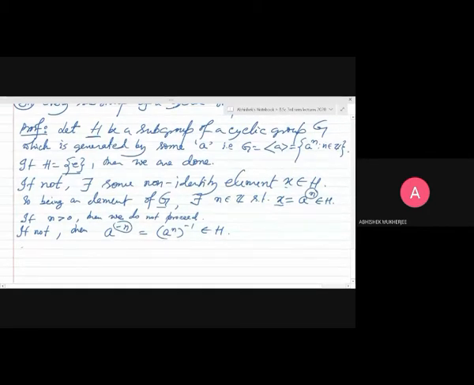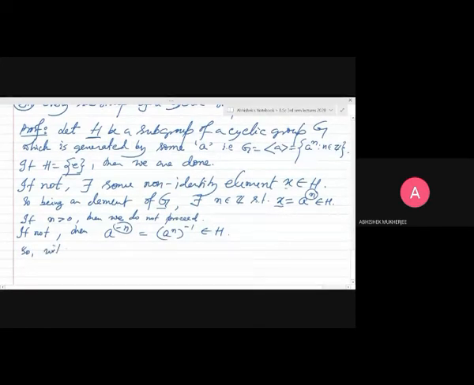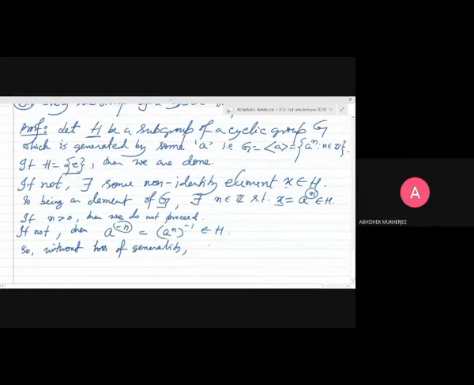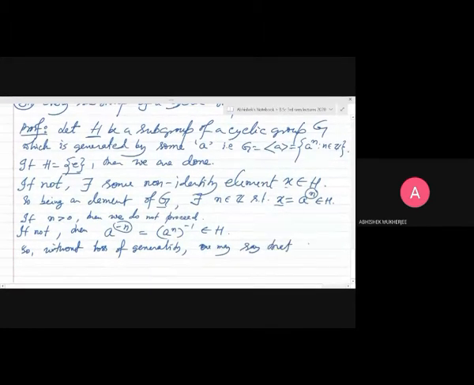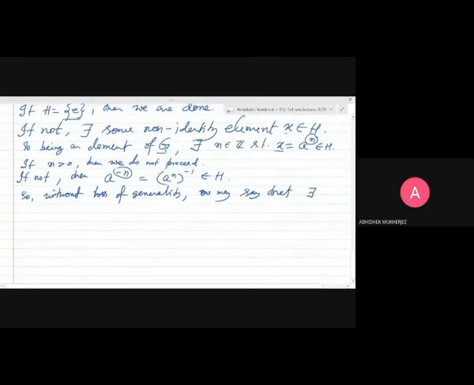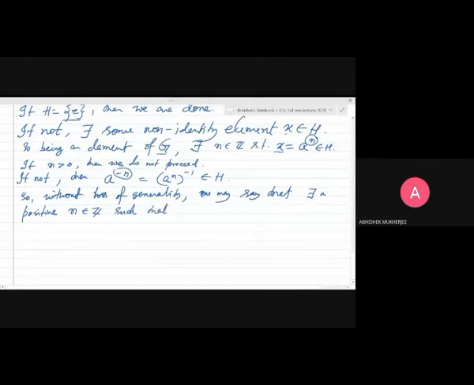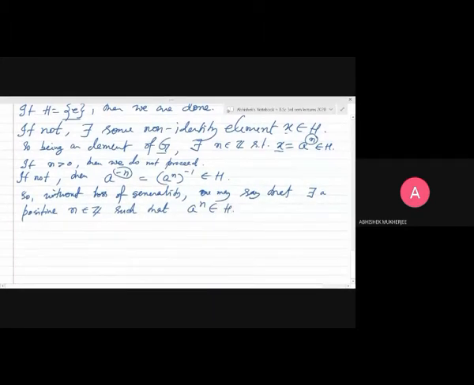So without loss of generality, one may say that there exists a positive n belongs to Z such that a to the power n must be in H. So you must have some positive integer n for which a to the power n must be in H, capital H, right?